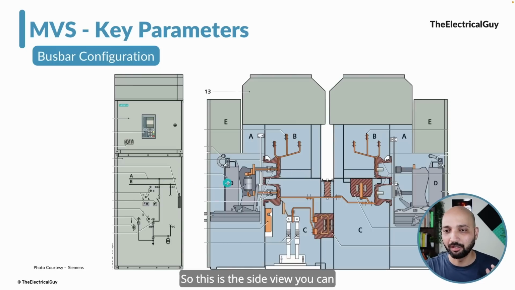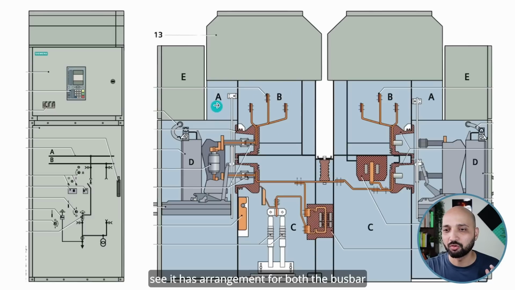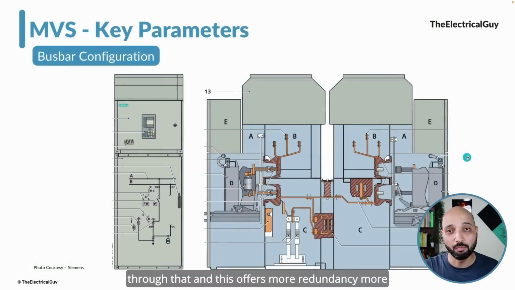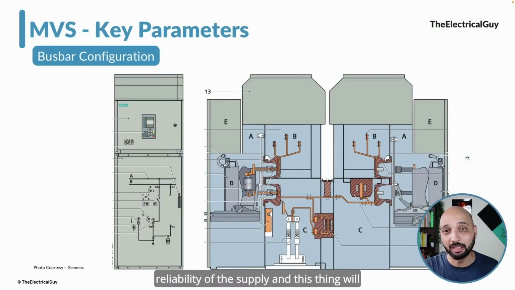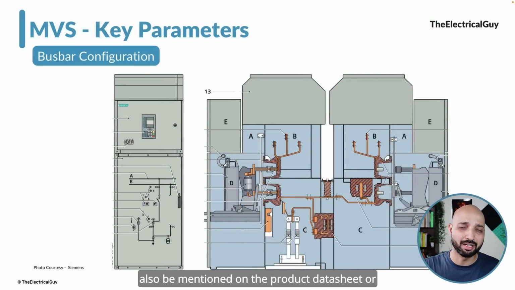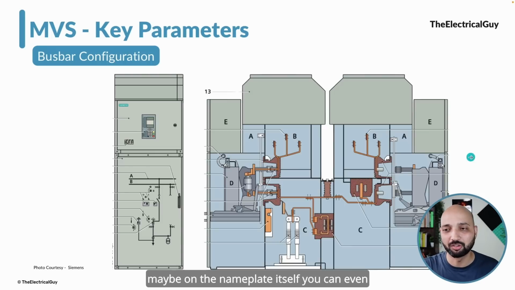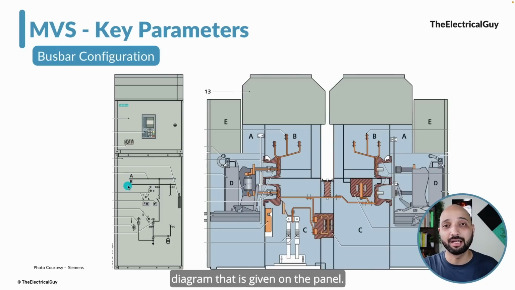So this is the side view. You can see it has arrangement for both the bus bar A type, bus bar B type can run through that, and this offers more redundancy, more reliability of the supply. And this thing will also be mentioned on the product data sheet or maybe on the nameplate itself. You can even understand this by looking at the single line diagram that is given on the panel.